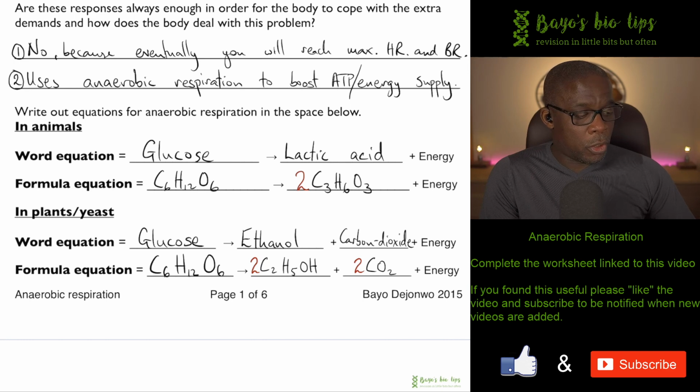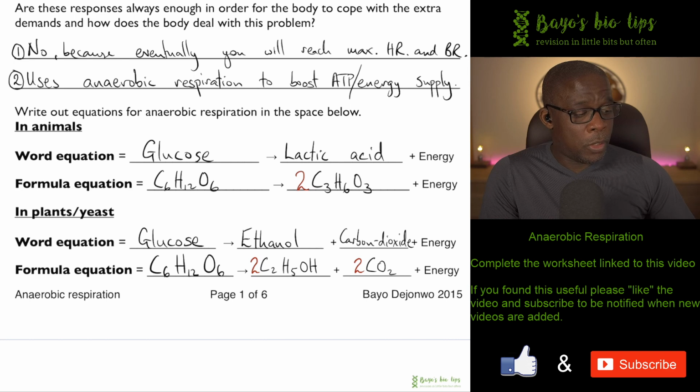So you've got 2 multiplied by the carbons, the 2 carbons in ethanol, which will give you 4, and then 2 multiplied by the 1 carbon in carbon dioxide, which will give you another 2, and that's balanced now on both sides because you've got 4 plus 2 on the right-hand side, which is 6, and you've got 6 on the left-hand side, so that's balanced.